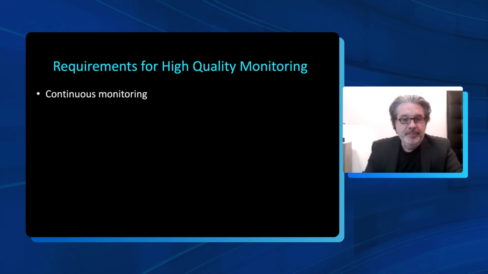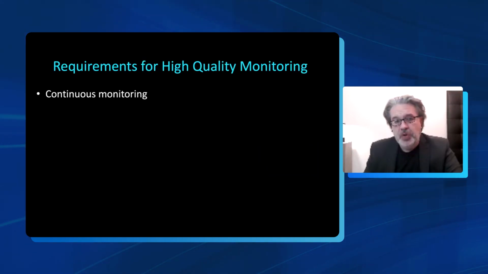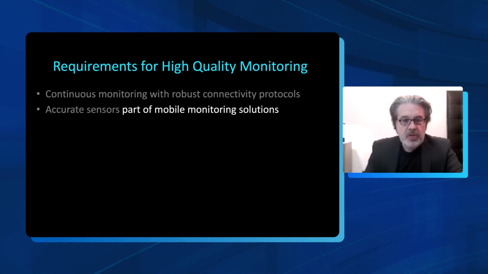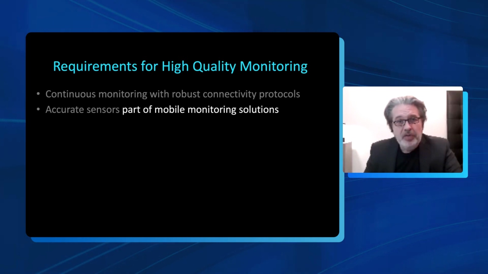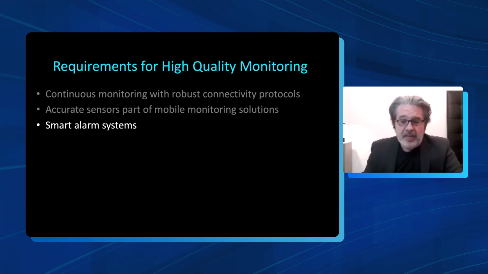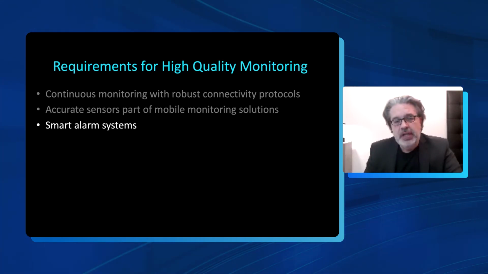So in conclusion, the requirements for high quality monitoring on hospital wards are continuous monitoring with robust connectivity protocols so that we don't miss any adverse event, accurate sensors, mobile monitoring solutions so that patients can leave their bed, even their room, and remain monitored, and smart alarm systems so that nurses are immediately informed in case of clinical deterioration, and patients can also recover in a quiet, peaceful atmosphere.